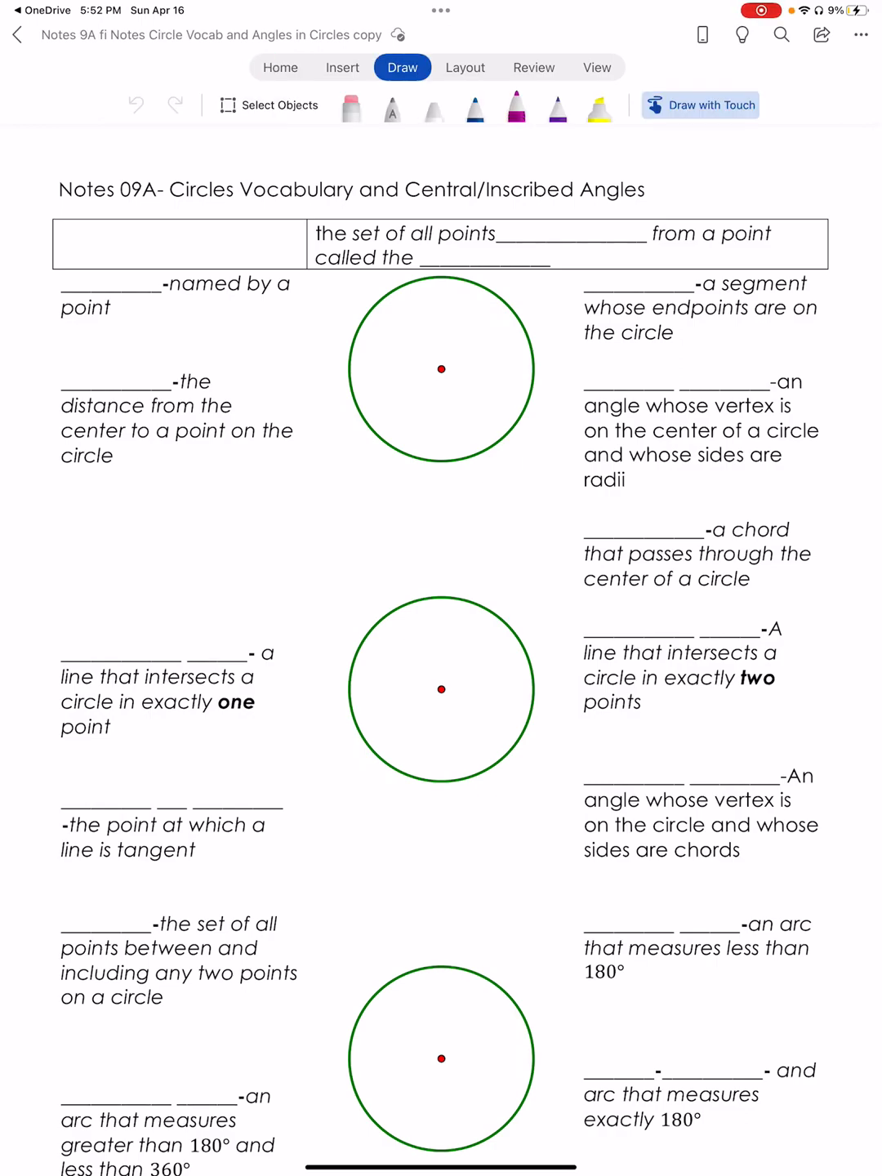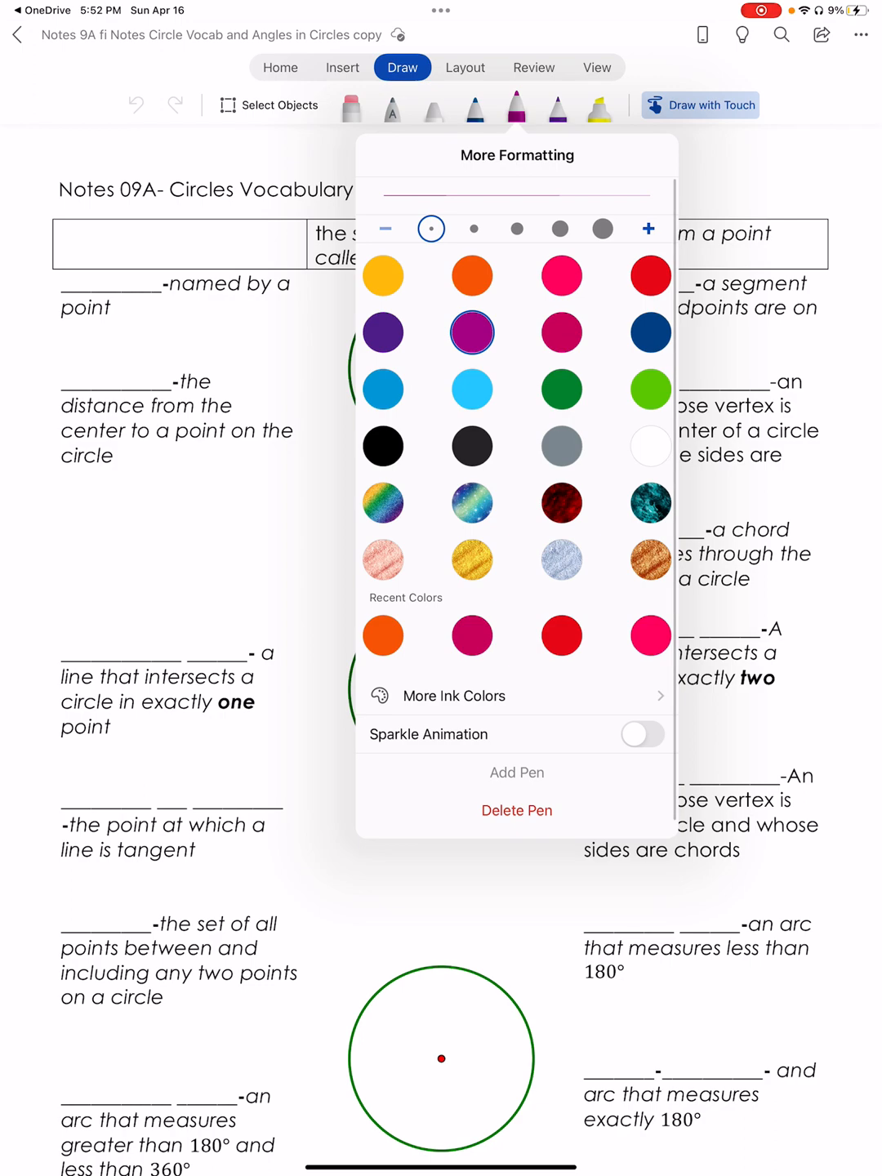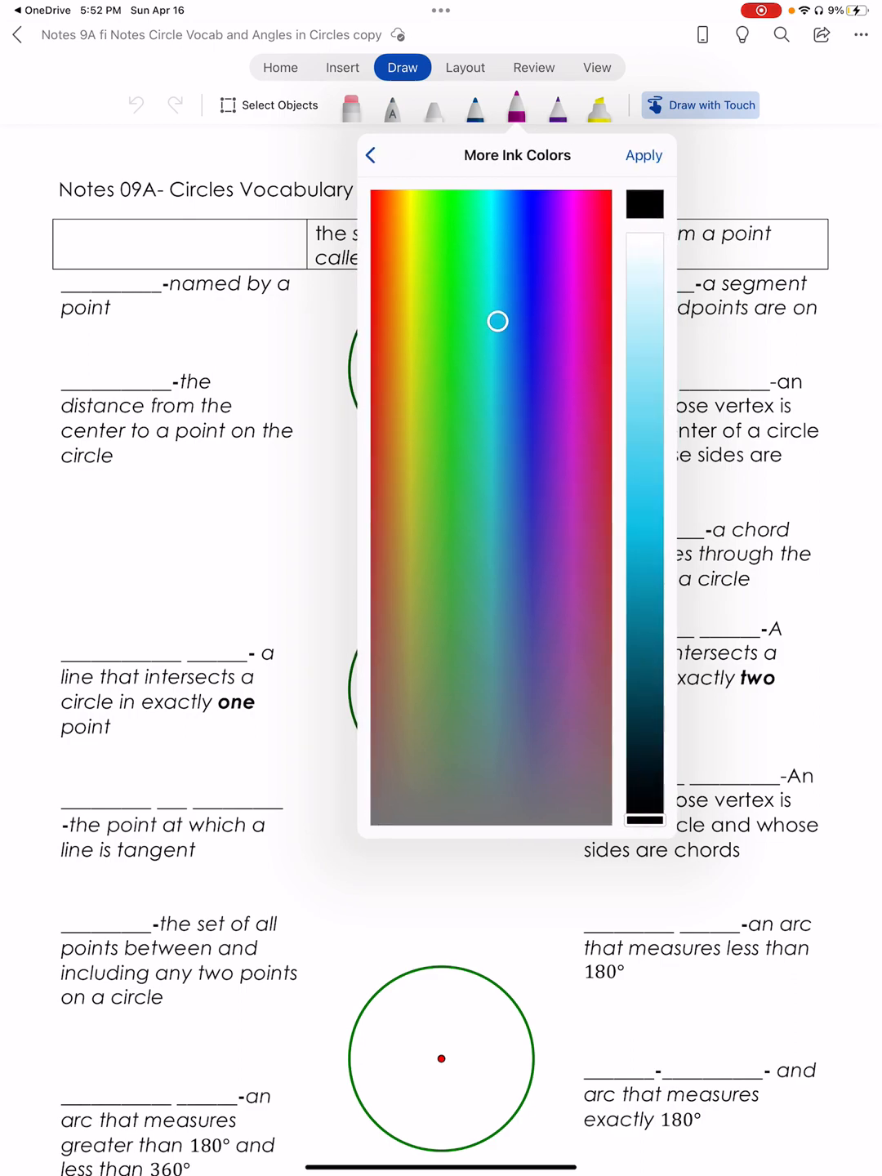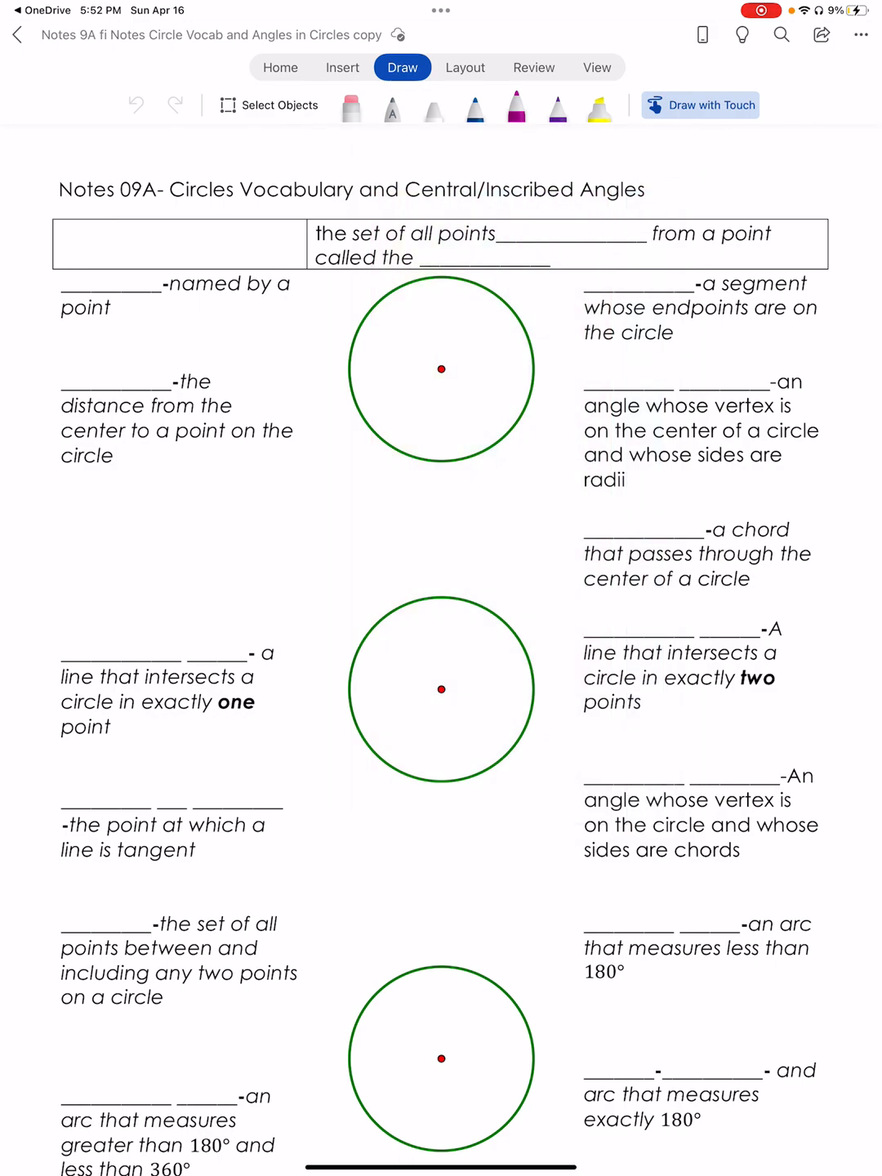Okay, so now we're gonna do a little bit starting on circles. So let's go with a nice turquoisey color. Okay, so the set of all points equidistant from a point called the center is actually the definition of a circle. The set of all points equidistant from a point called the center.